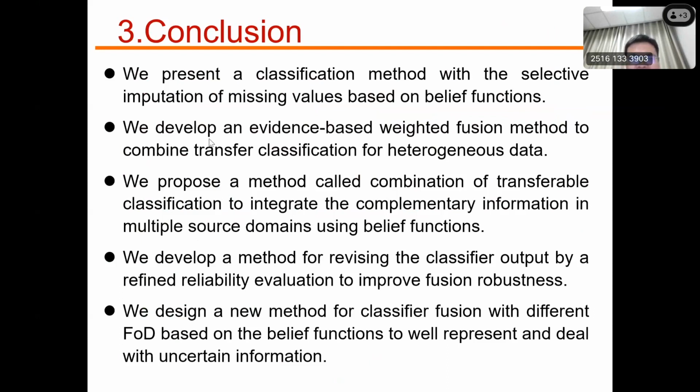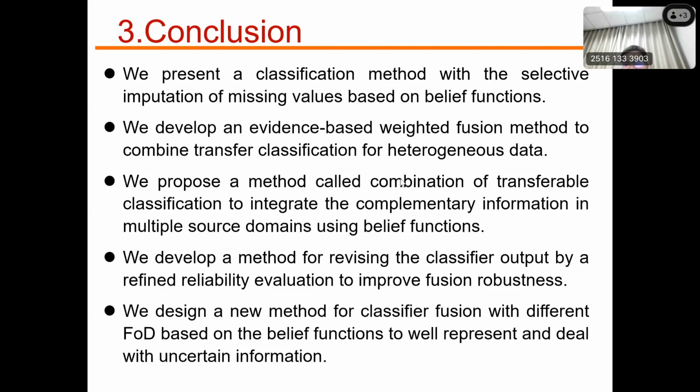And the second one is the evidence-based weighted fusion for the transfer classification of heterogeneous data. For the transfer classification in heterogeneous data, we allow each data point in the target domain to have multiple mapping values in the source domain. The multiple values can reflect the mapping uncertainty. The classification results with the different multiple values are combined by the evidence theory.